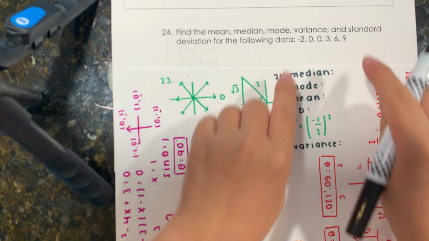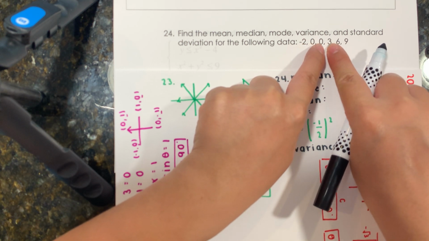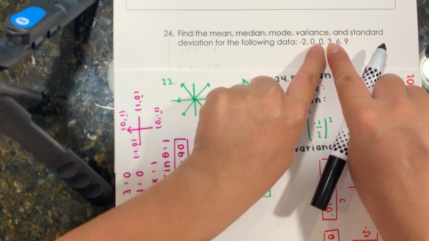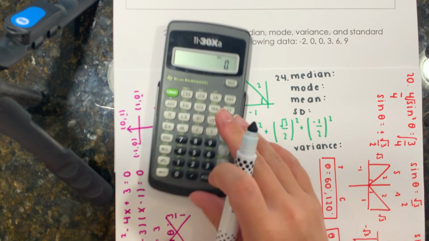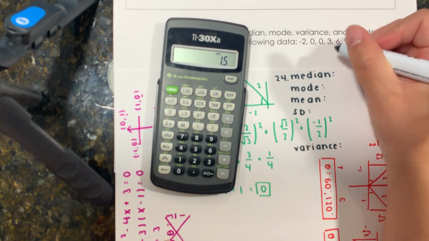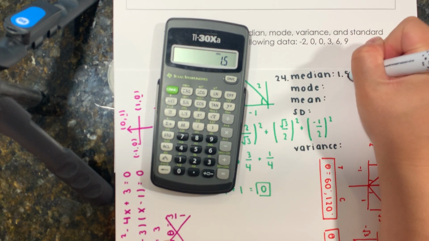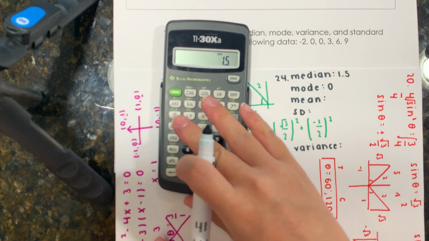So I'm going to start with the median, which is the middle number. So 1, 2, between 0 and 3. What's between 0 and 3? Well, I would have to do 0 plus 3 divided by 2. That would be 1.5, which would be my median. My mode is going to be 0 because that's the number that shows up the most.